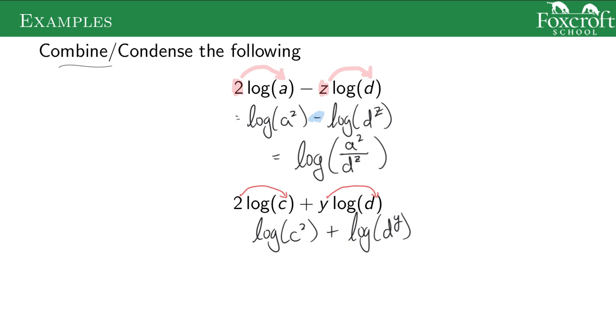But now that there's just a single log here and a single log there being added, I can smush them together into one. And the addition sign means I'm going to smush them together and multiply the two parts together. All right, so that is the whole problem. Exponents first, bring those numbers in as exponents. And then remember division and multiplication.